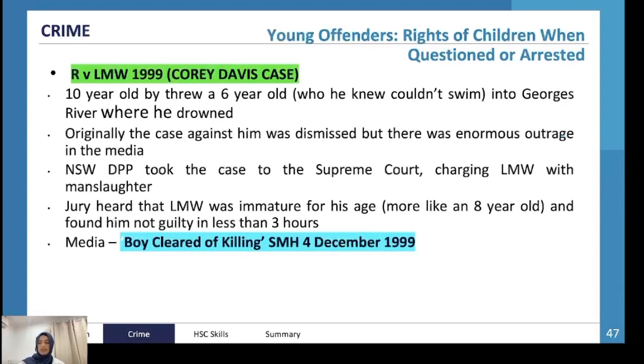Again, with this case, please do a little bit more research. I think this is one of the best cases that you can cite for young offenders, because it covers a lot of the concepts that are covered in the legal studies syllabus for young offenders.